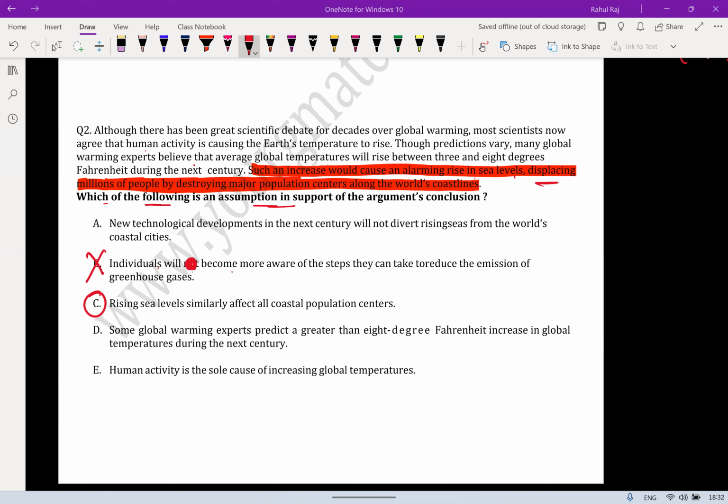Because it has written affect all coastal population centers. What? Ashma, again, please. C has mentioned population centers, right? They say rising sea level similarly affect all the coastal population centers. So my job is simple. I'll straight away negate it, Ashma. Rising sea level does not similarly affect all the coastal population centers. Now you have to tell me how this is weakening the conclusion, because it should weaken the conclusion for this to be the answer.